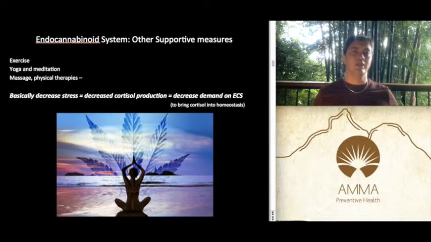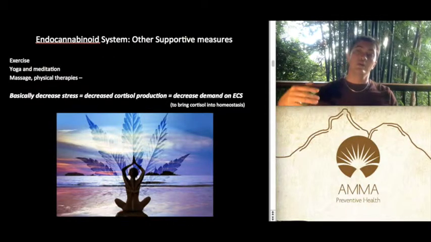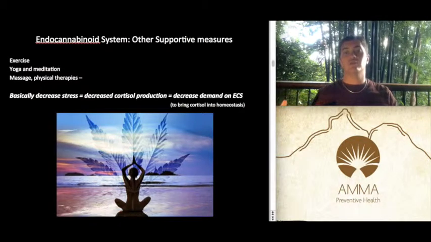And importantly, other things that we can do to support our endocannabinoid system are to decrease stress. So this includes exercise, yoga and meditation, massage and physical therapies. Basically, if we decrease the stress in our bodies, we decrease cortisol production, and then we decrease the demand on the endocannabinoid system to bring that cortisol system back under control, to bring our stress response back into homeostatic levels. And that, as I've mentioned earlier, is the function of the endocannabinoid system.